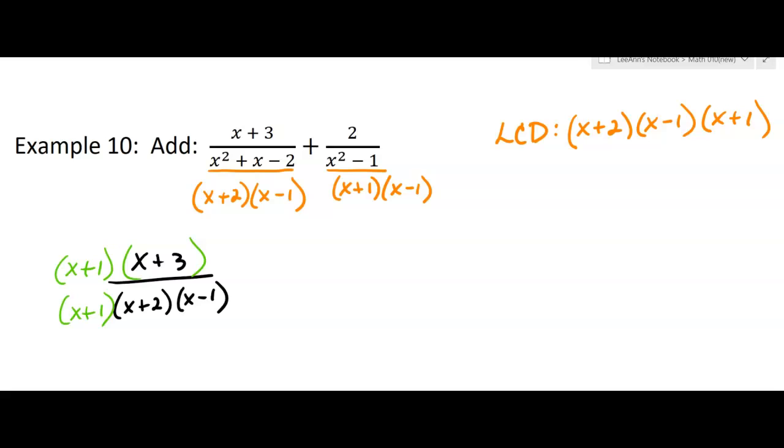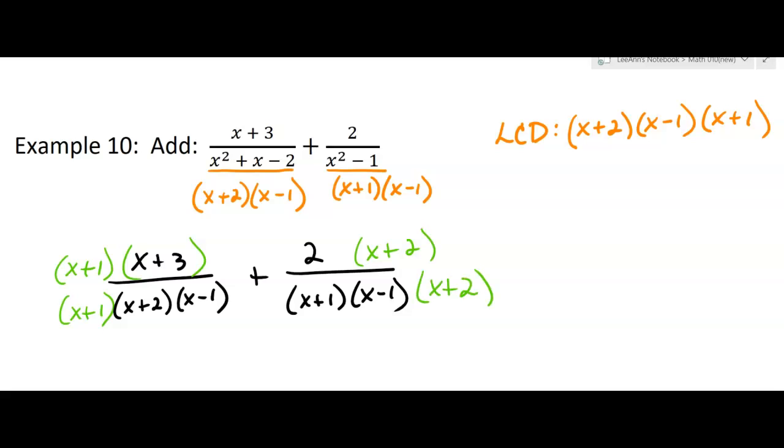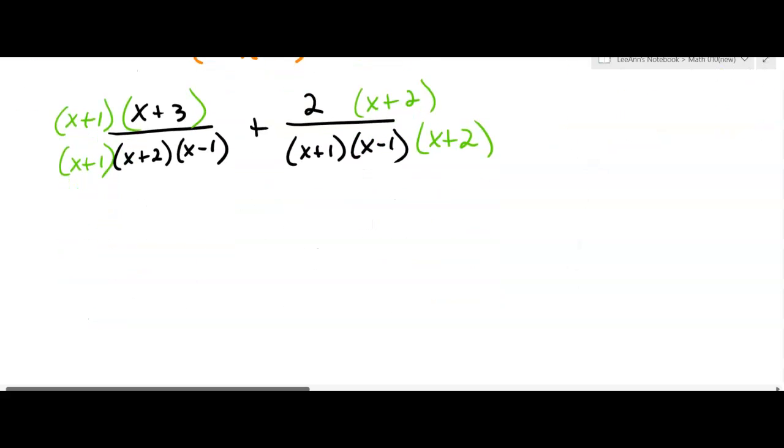Okay, so that's what I'm going to need there. And then it's going to be plus, and I'm going to have 2 over x plus 1, x minus 1. So I'm going to have to multiply by the x plus 2. Okay, so that should get all the binomials where I need them to be.